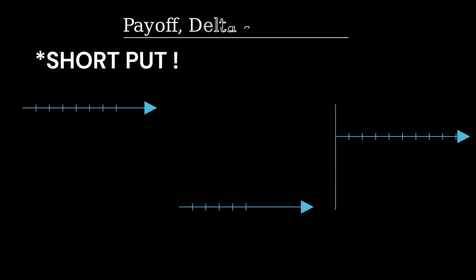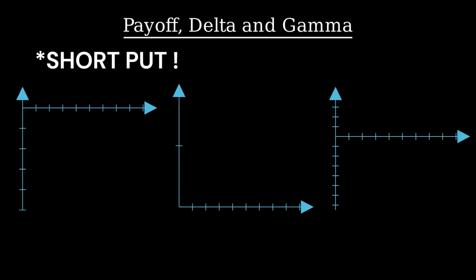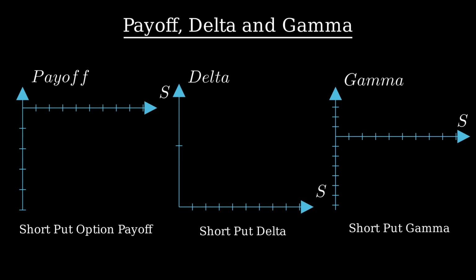Now let's take the case of a short call option. You see on the graph that when the spot price increases, delta goes from 1 to 0. Delta is a decreasing function, so gamma is negative. The profile of this payoff is called concave. Concave payoffs are those obtained when shorting a call or put option, and convex payoffs when going long a call or put option.